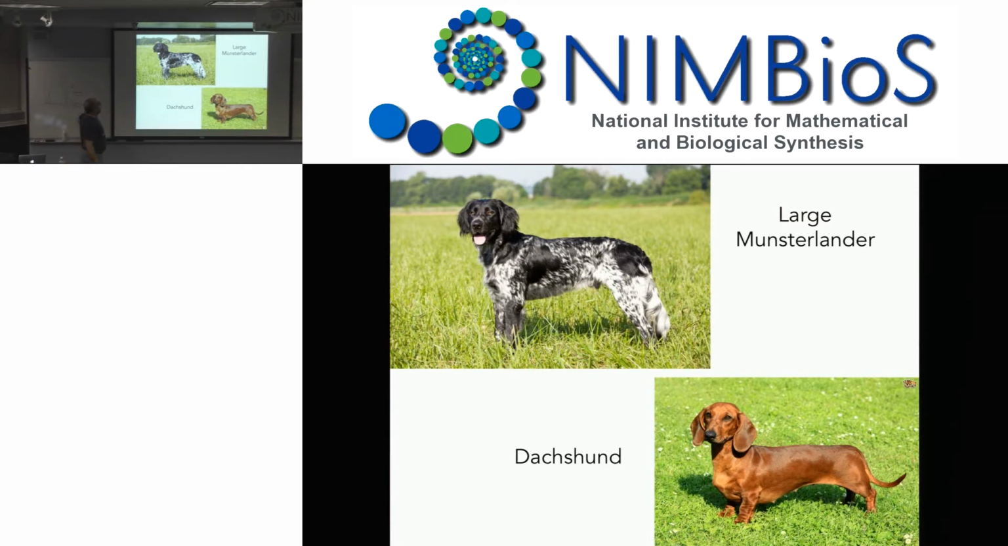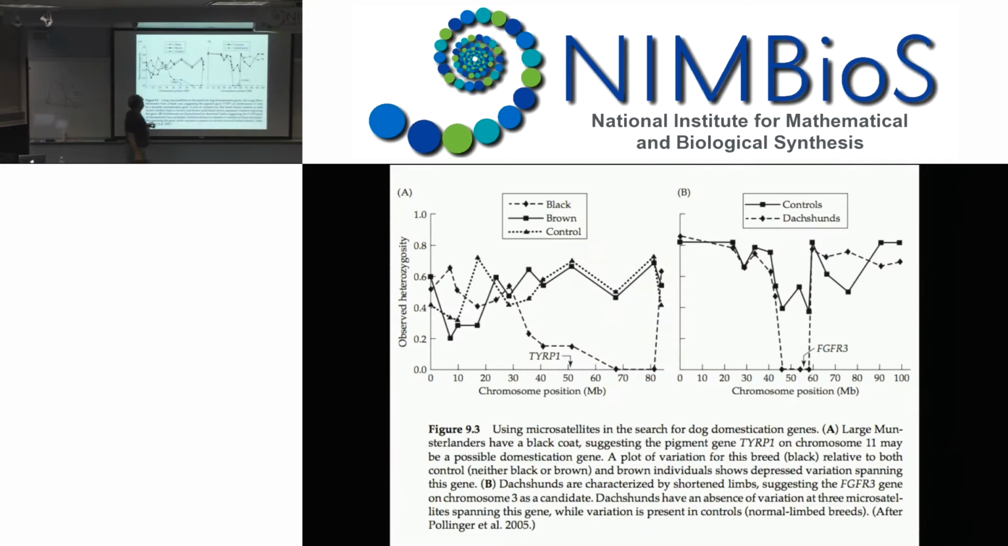So here we have two different breeds. We have the large Munsterlander, which I hadn't heard of before, but there it is. And then we have, of course, the infamous wiener dog, the Dachshund. Key features here are shortened limbs, and coat color over here. So what people did is they had a candidate gene. For the Munsterlanders, the candidate gene was this pigmentation gene here.